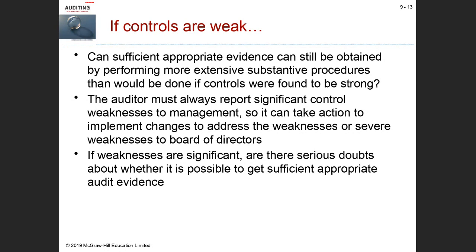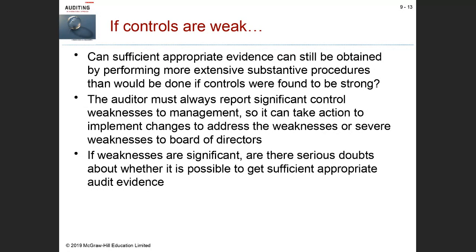Now, most of the time it is sufficient. So even with weak internal controls, auditors have to do a lot more substantive procedures, and normally, of course, they can do that and still render an audit opinion. But at least conceptually, it could be a problem that internal control is so weak that even more substantive procedures will not provide sufficient appropriate audit evidence for the auditor to render their audit opinion.